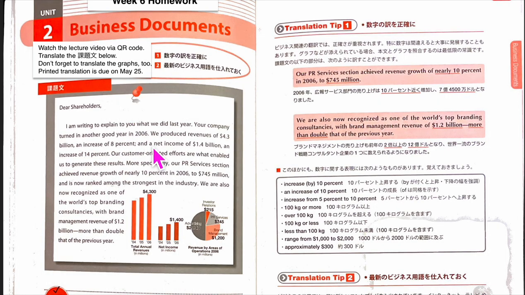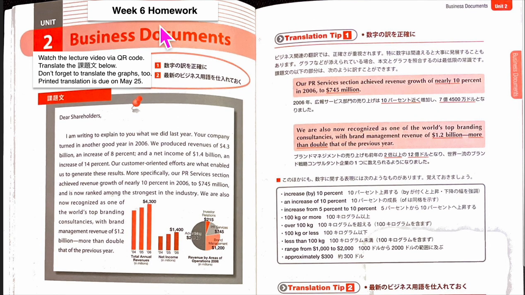Let me just switch the screen. So your homework for this week, you can see on the handout that I gave you, the week 6 homework. I'll be adding the QR code up here for this video, so you can read the QR code and watch the video. So please watch the lecture video via QR code. It says up here, and that's what you're watching right now. And then translate the kadaibun below. So this is your homework for this week.